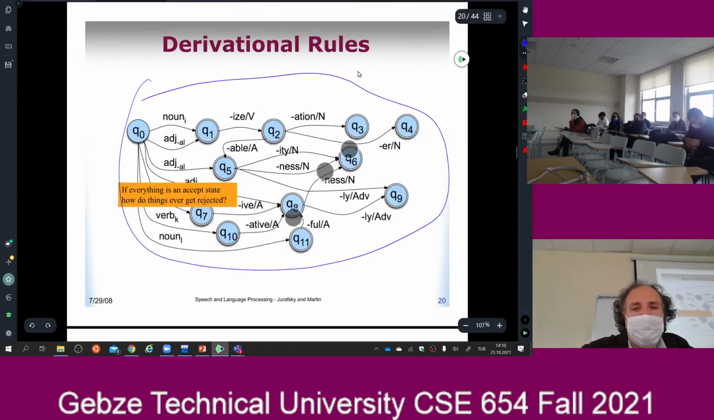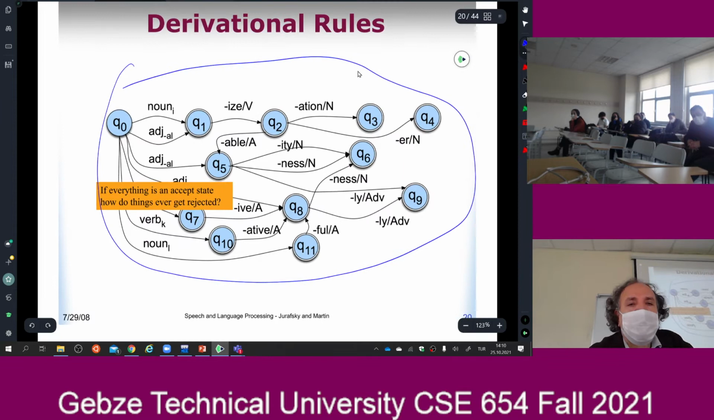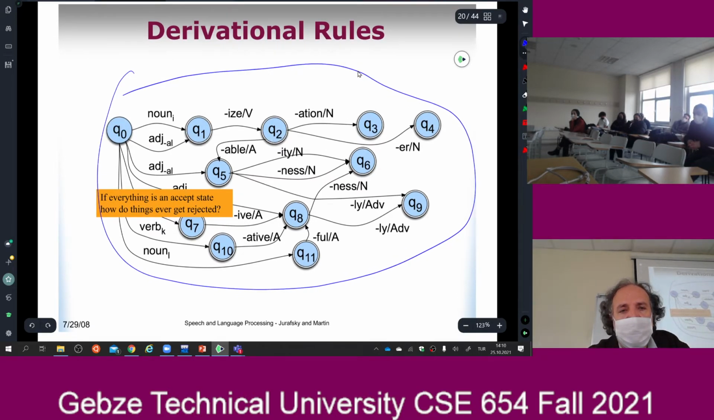these are for the derivation rules. I have to go more abstractly. If I start with a Q0, okay, noun will get me here, adjective will get me here, then I can put this -ize suffix to make the verb, and then -ation suffix to make the noun, and so on. So computerization, computerize, and computerization.